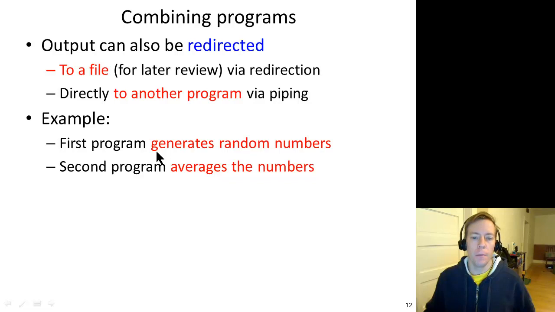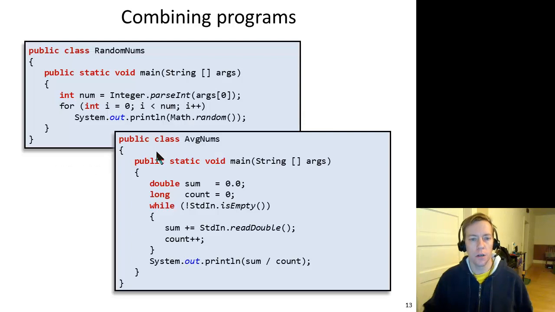The first program generates a bunch of random numbers. You tell it how many, it generates a whole sequence of random numbers, and that's all it does. The second program takes as input some sequence of numbers and then computes the simple average of those numbers. Here are the two programs, RandomNums and AverageNums. RandomNums takes one command line argument, and then it just produces that many random numbers between 0 and 1, and prints them to standard output.